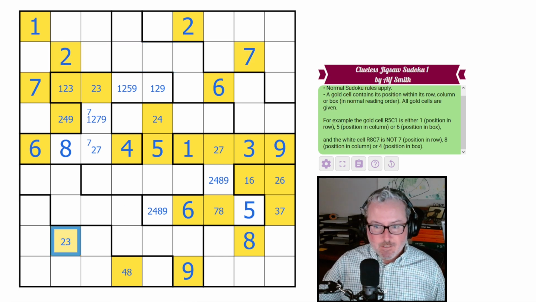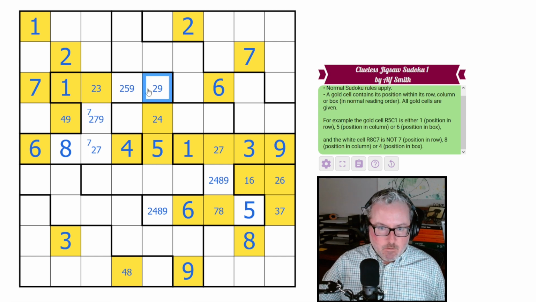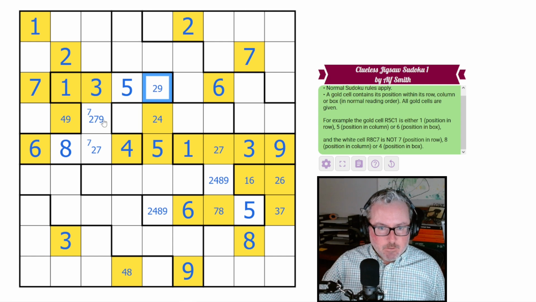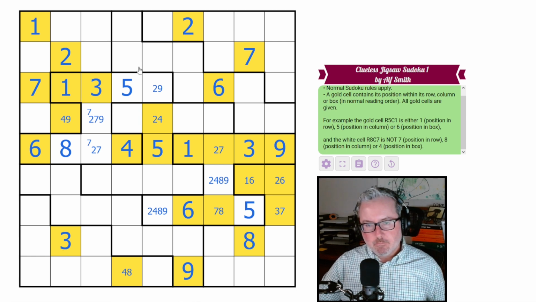This is 2. This is 3. This is 1. This is not 2. None of these are 1s. 2, 5, 7, 9. This is 3. This is 5. We have the 2, 7, 9 left over. Good. Did any of those cross down into anything? Not yet. Let's keep going on this process.